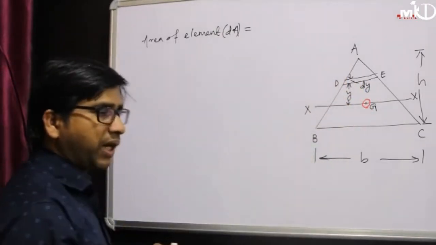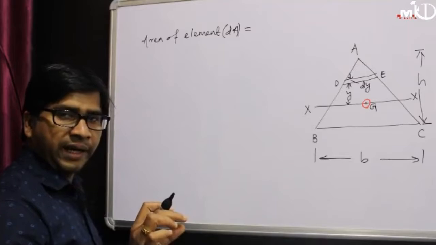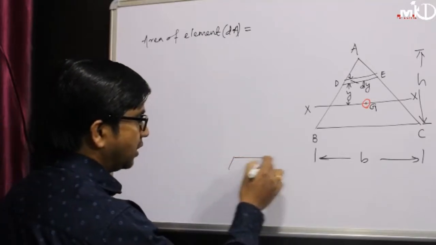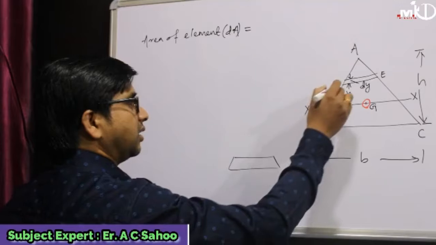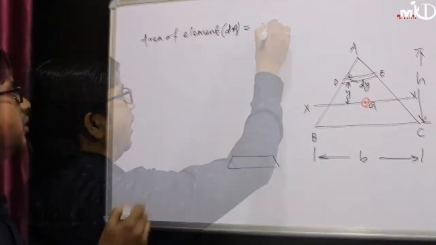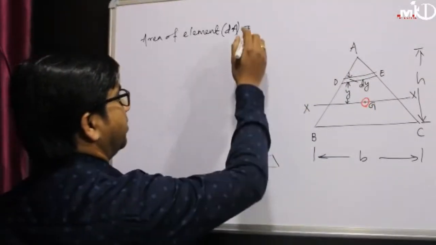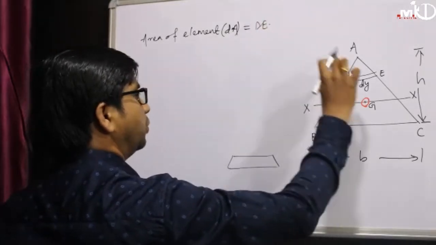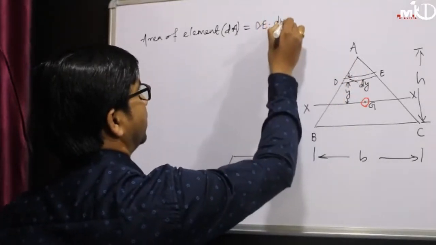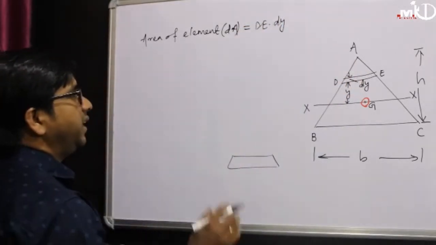When we look at DE, the sides D and E are slightly slanted, but just consider this as a rectangle so that the length is DE. So the element area is DE, the length, into the width dy. So now we will find DE.